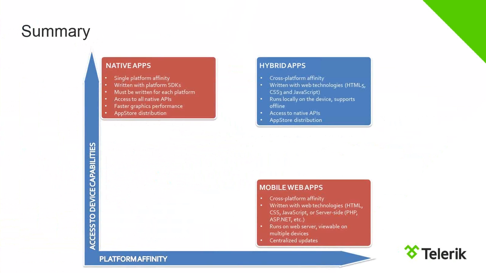Now let's take a look at the second model that we talked about, mobile web apps. The mobile web apps platform affinity is very high, meaning every mobile platform has a browser built in. So you can just open the browser and navigate to http://yourwebsite.com, and on all the platforms this can be done. That's why mobile web applications have high platform affinity but zero access to device capability.